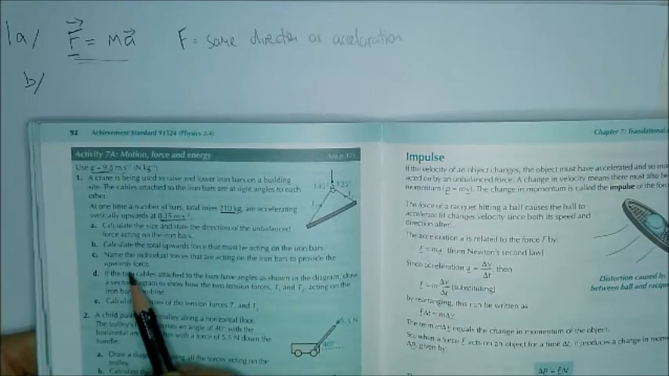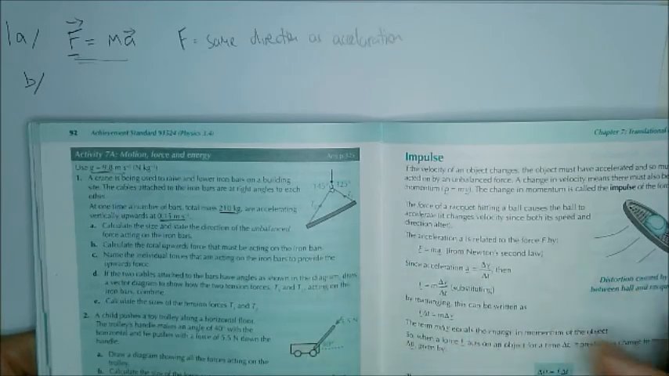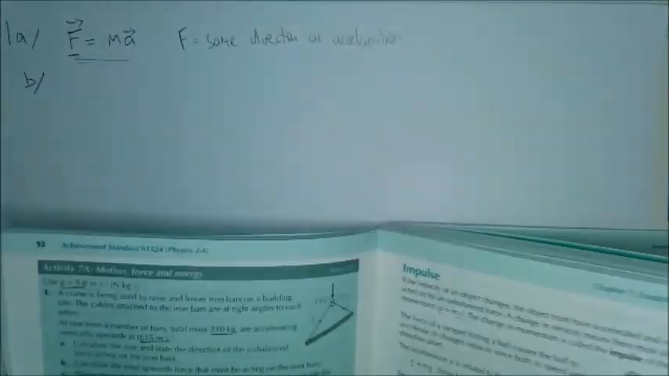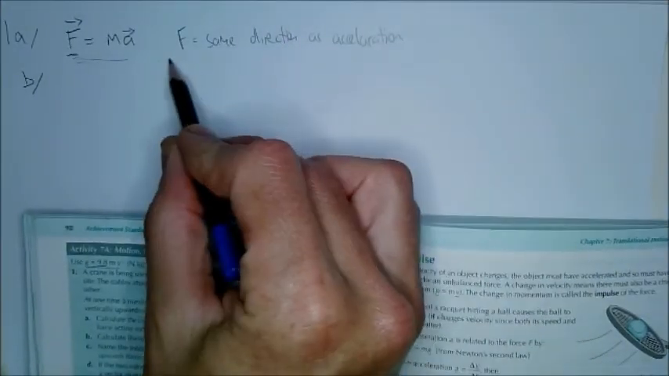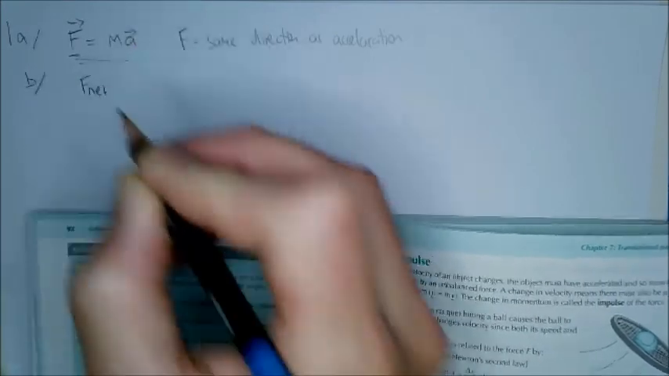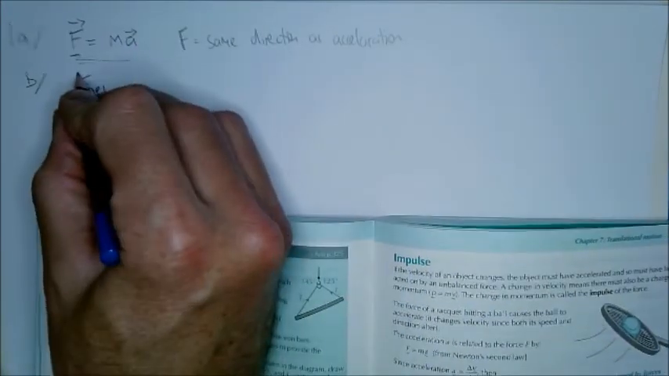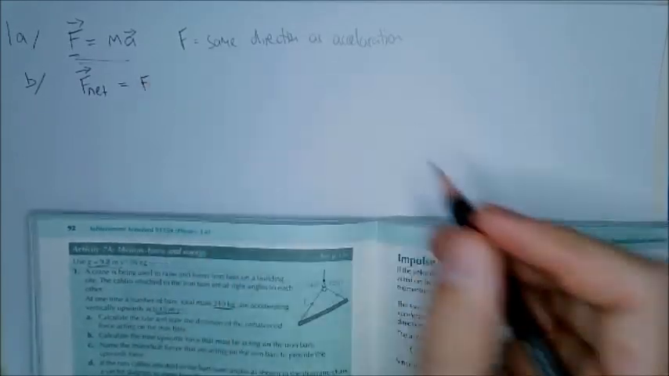1b says calculate the total upward force that must be acting on the iron bars. Now this is getting you to think about that up here, this force here that's creating this is the net force, so F net. And if we think about what F net comes from, the F net vector, that comes from the vector addition of the other forces involved.